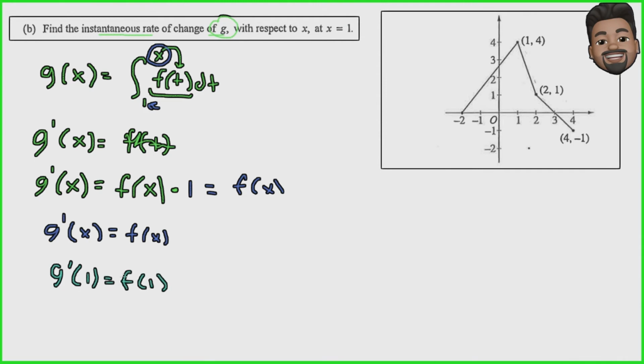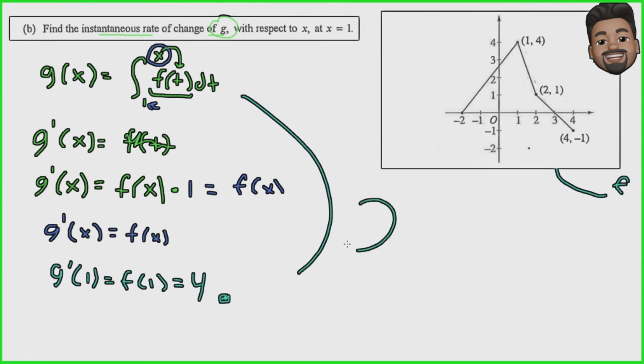Now, how do we get that? Well, luckily for us, they gave us f. F is right here in this graph. So what is f of 1? Well, f of 1 is 4. That's just the y value, right? It's right up here. So g prime of 1 is f of 1, and f of 1 is 4. So then we have figured out the instantaneous rate of change of g. Pretty tough one, but hopefully that made sense using the second fundamental theorem of calculus. That's why it's called second FTC, because we're going to deal with this quite a bit. All right, let's go ahead and move on to part C.